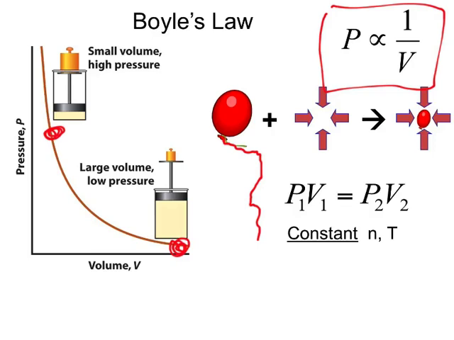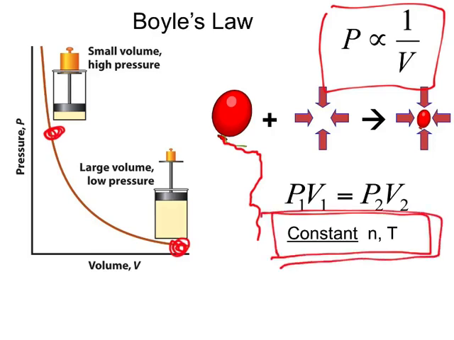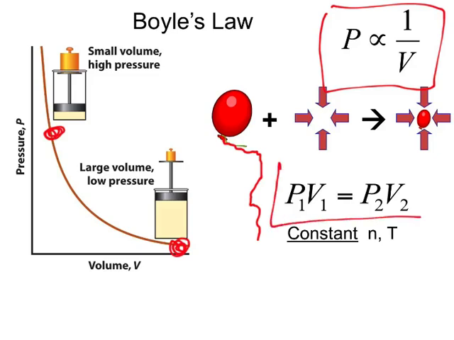Now, when we're talking about Boyle's law, we're considering that the temperature is constant and the number of moles of gas are constant. Otherwise, this doesn't make as much sense. And you can write this kind of equation that the pressure times the volume in one state is equal to the pressure times the volume in the other state before and after a change.